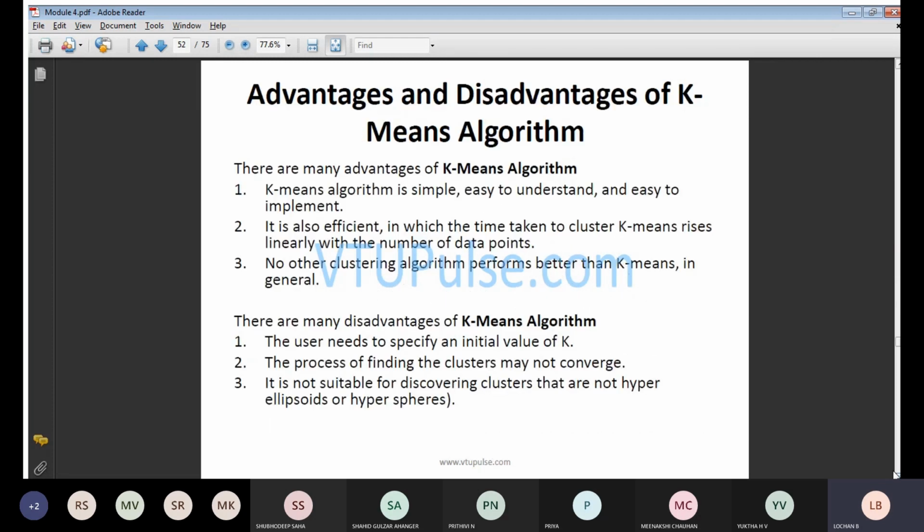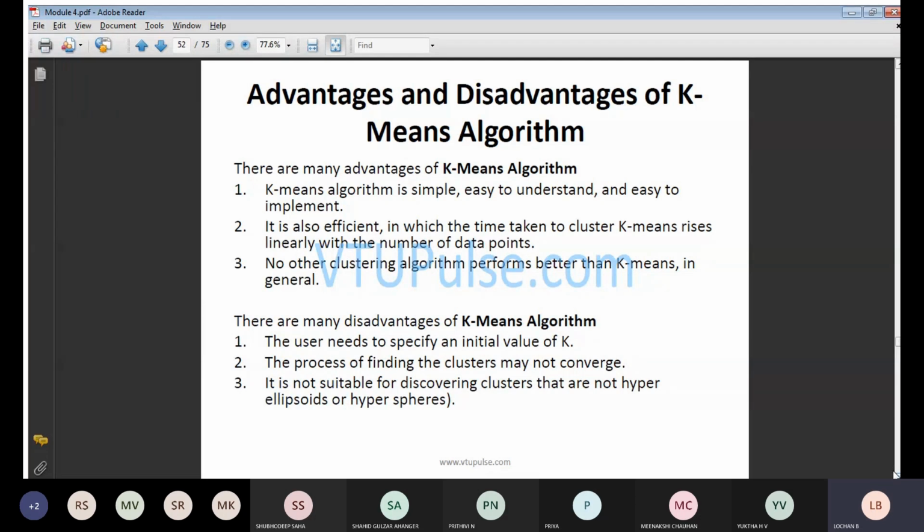So these are the advantages of k-means clustering. It is simple, easy to understand and easy to implement. Next, with respect to efficiency, based upon how many data points you are going to specify, we will be checking which is the better algorithm.